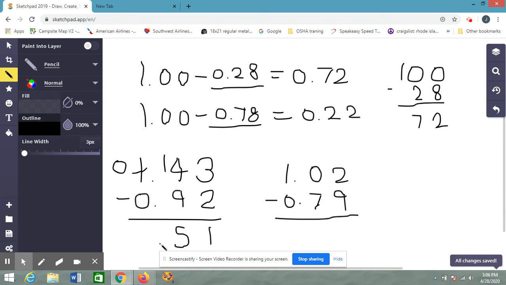Bring the decimal down and subtract the 1. 0 minus 0 is 0. So 1 and 43 hundredths minus 92 hundredths is 51 hundredths.